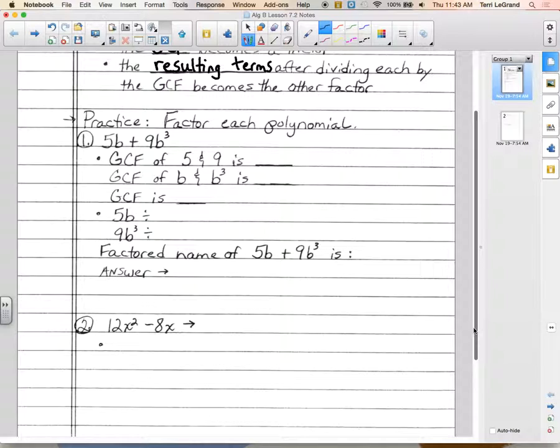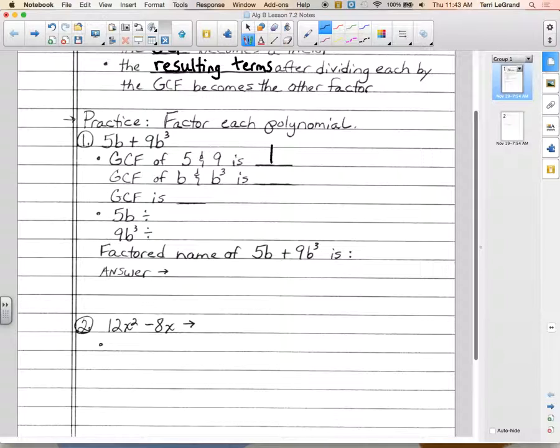One of our factors is going to be the GCF, the other factor is going to be the result we get after we do the dividing. We're going to start the same way we did yesterday. What is the GCF of 5 and 9? There is nothing else that goes into 5 that also goes into 9 other than 1. So the GCF of the number parts is 1.